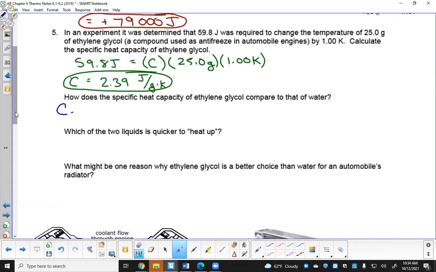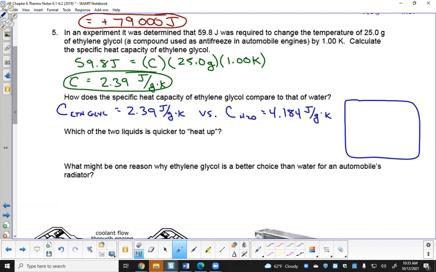If the heat capacity of ethylene glycol is 2.39 versus water, which is 4.184, that makes water 1.75 times greater. And that's part of the reason why they use it in a radiator.